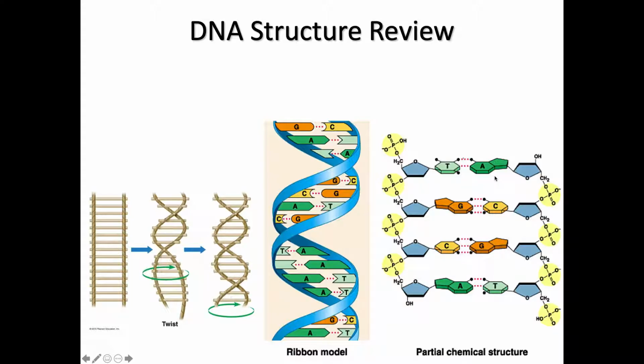We also know that adenine will always base pair with thymine, whereas cytosine will always base pair with guanine. And this is how these two strands are connected together.